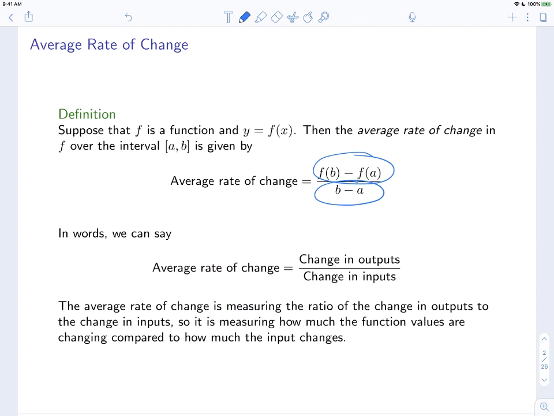So we can say that in words, and we've written it down here, so that the average rate of change is the change in the outputs divided by the change in the inputs. So the average rate of change is measuring the ratio of the change in output to the change in input. Or in other words, it's measuring how much the function values are changing compared to how much the input changes.